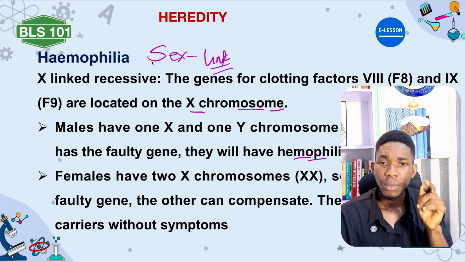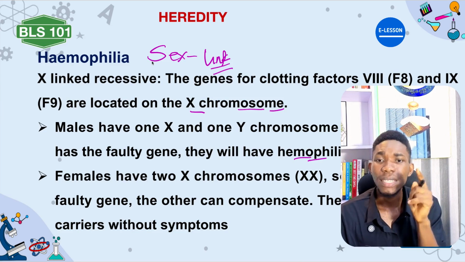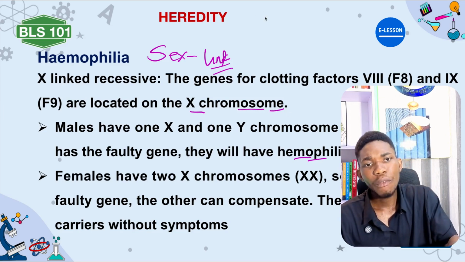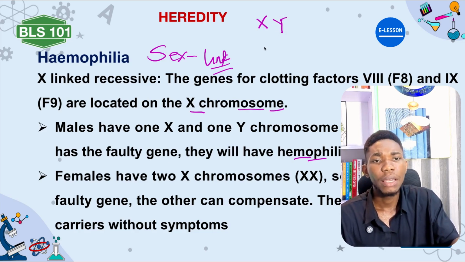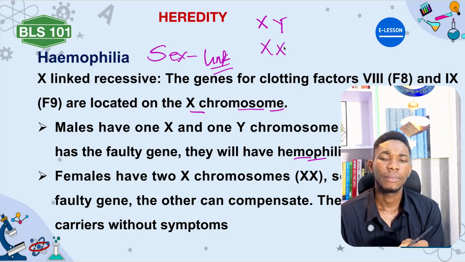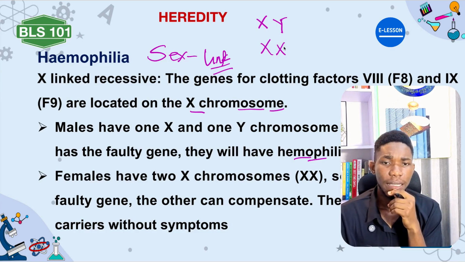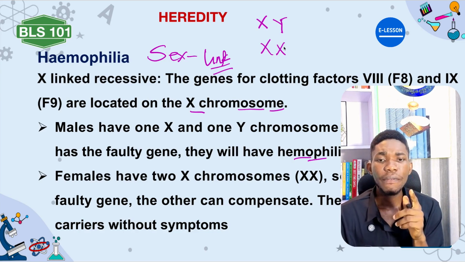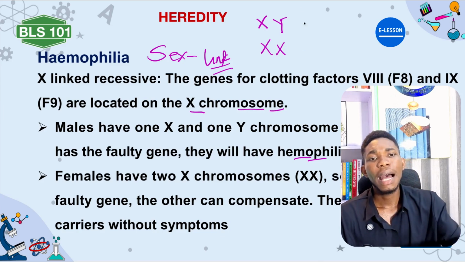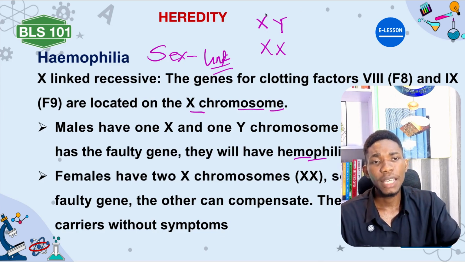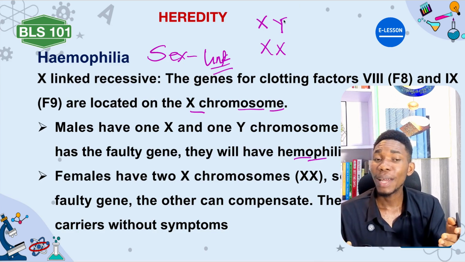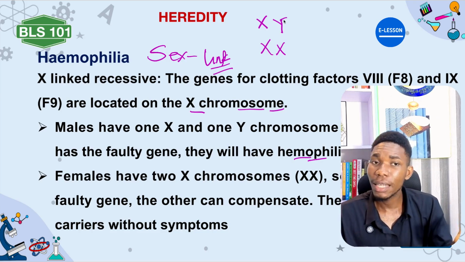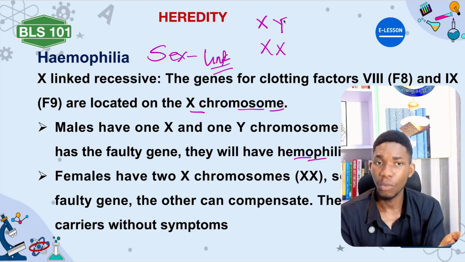Which of the chromosomes? The X of the sex chromosome. Men have one X, one Y. Women have two X. Now, what happens is, if a man has this faulty gene of hemophilia in his X chromosome, there is no other chromosome to combat it. Are you getting it now? So that man will express what? Hemophilia. Do you get it?